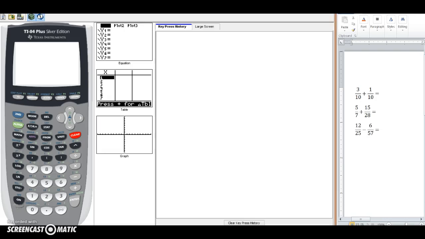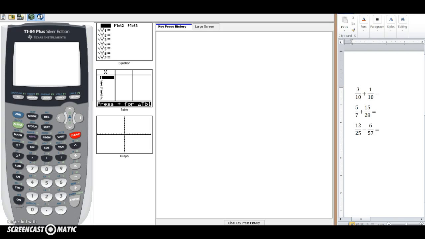In this video, I want to show you how to add or subtract fractions on your TI-83 or 84 calculator. And if you happen to have a TI-82 model, what I'm about to show you should also work on your calculator. Okay, so we're going to be using these three examples that you see over here. But before we get started, let me mention a couple of things.